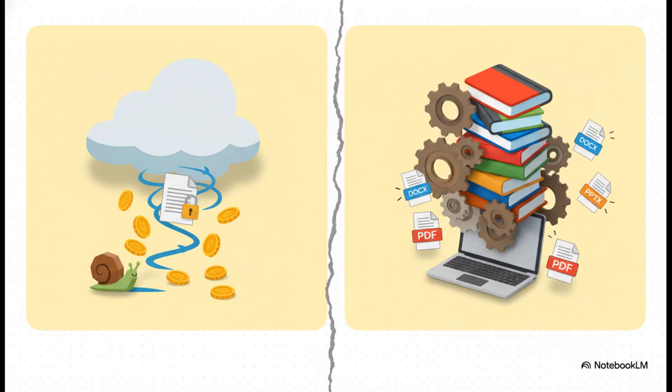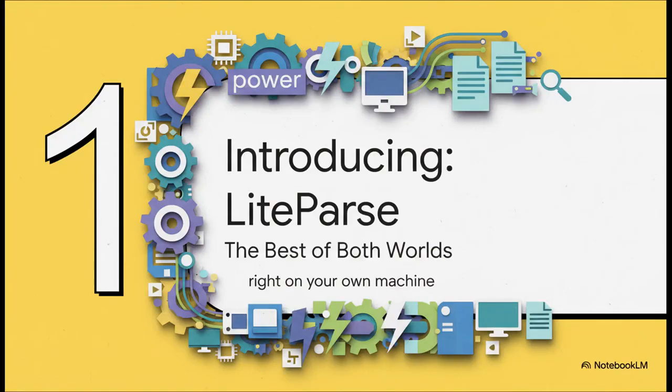Frustrating trade-off. On one side, you've got these powerful cloud APIs, but they can be slow, they can get really expensive really fast, and you're sending your private data to someone else's server. On the other side, you can try to wrestle with local libraries, but that usually means a huge, complicated setup, a steep learning curve, and a lot of them only work with PDFs. But what if you didn't have to choose between slow and expensive versus complicated and limited? What if you could get the best of both worlds? Well, that is exactly where LiteParse comes into the picture.